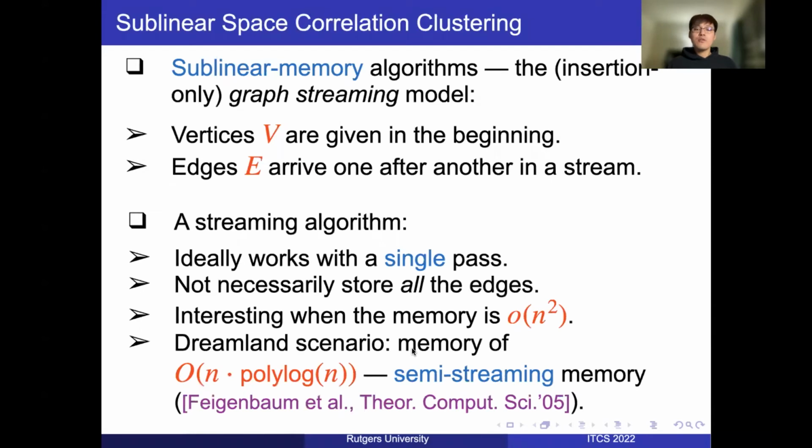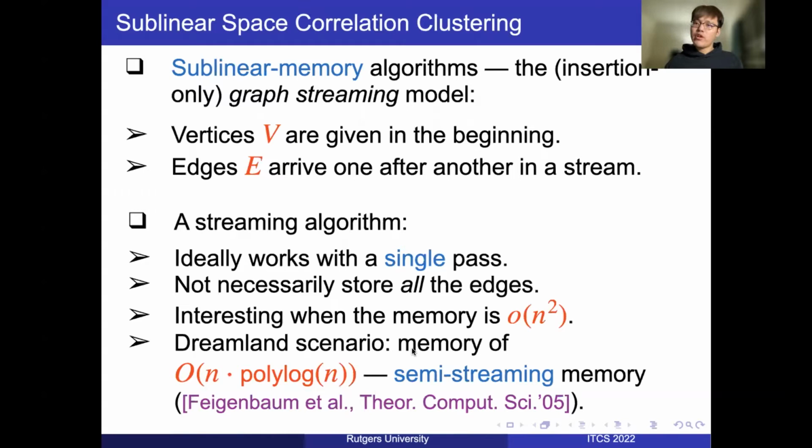Okay. So an ideal streaming algorithm works within only a single pass, and it does not necessarily store all the edges. Indeed, the algorithm is interesting when its memory is o of n squared, because otherwise it can store everything and run the best offline algorithm. And the dreamland scenario is memory of order n polylog n, which is called semi-streaming memory. Why is this good?